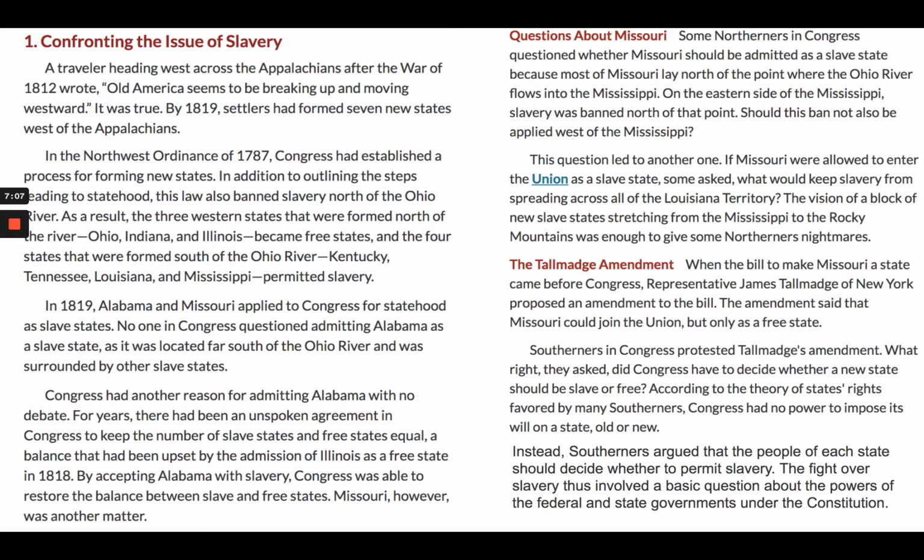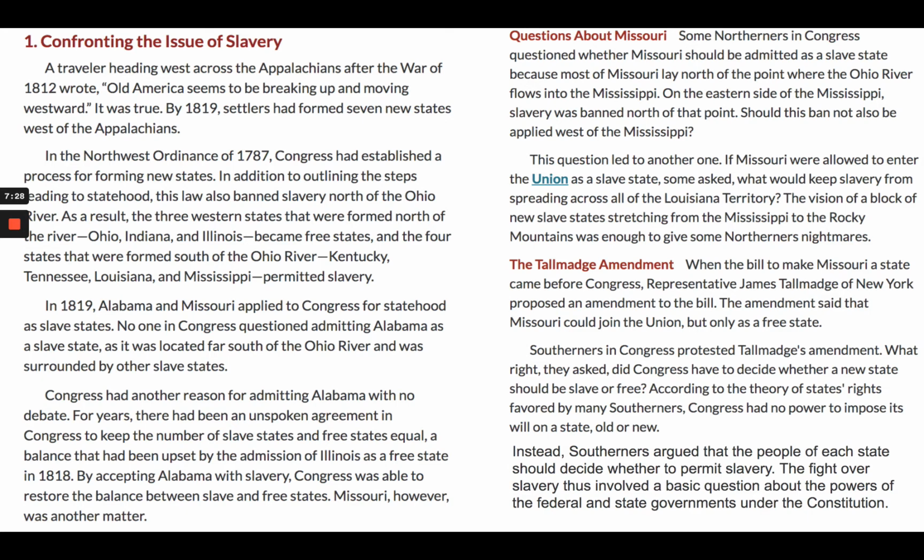Let's keep moving. The Tallmadge Amendment. When the bill to make Missouri a state came before Congress, Representative James Tallmadge of New York proposed an amendment to the bill. The amendment said that Missouri could join the Union, but only as a free state, so saying that Missouri cannot be a slave state.